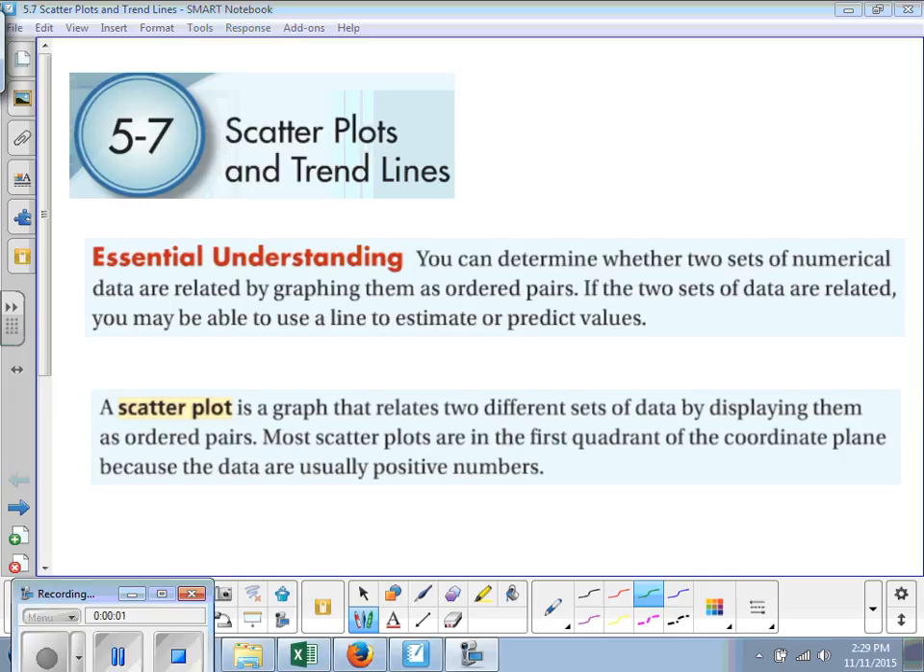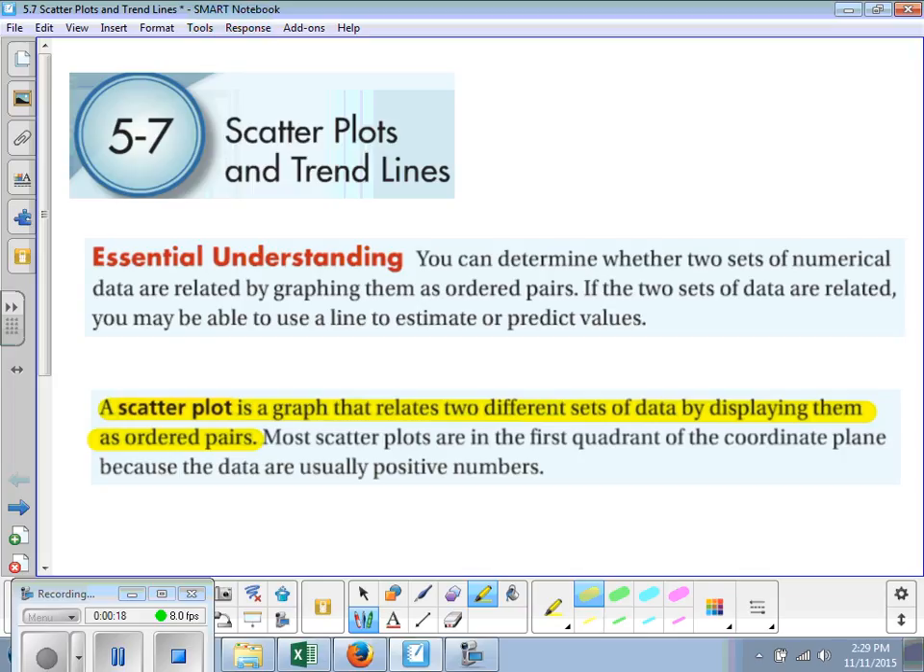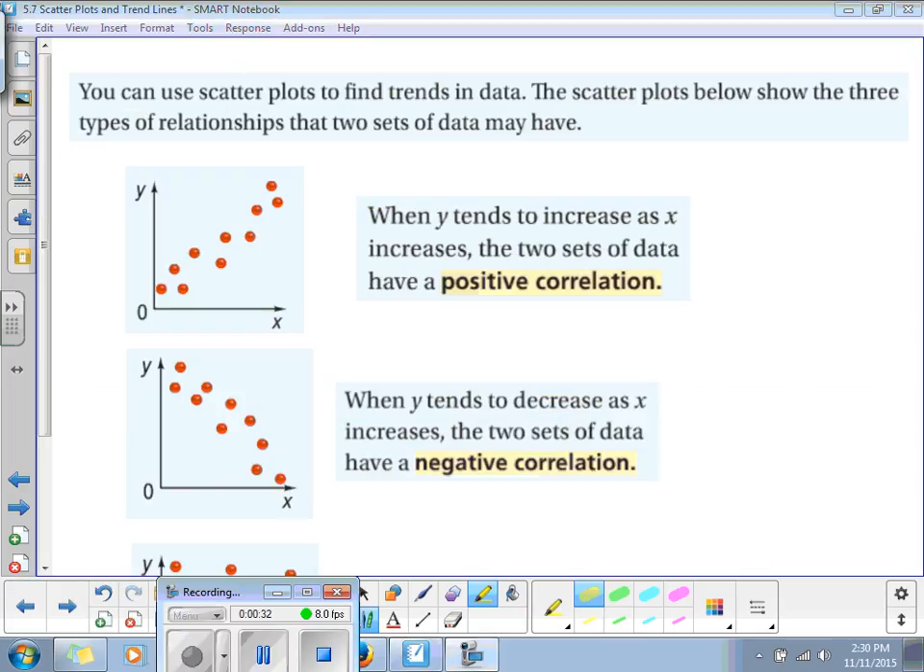Looking at section 5.7, scatter plots and trend lines. Now, a scatter plot is a graph that relates two different sets of data by displaying them as ordered pairs. Most scatter plots are in the first quadrant because most of the time you have positive numbers. You can use scatter plots to find trends in the data.